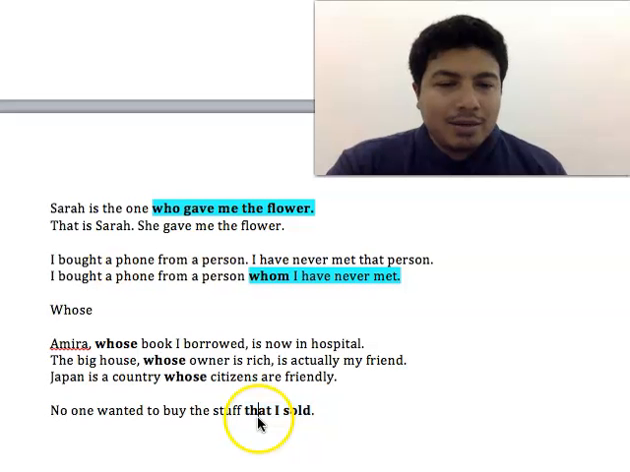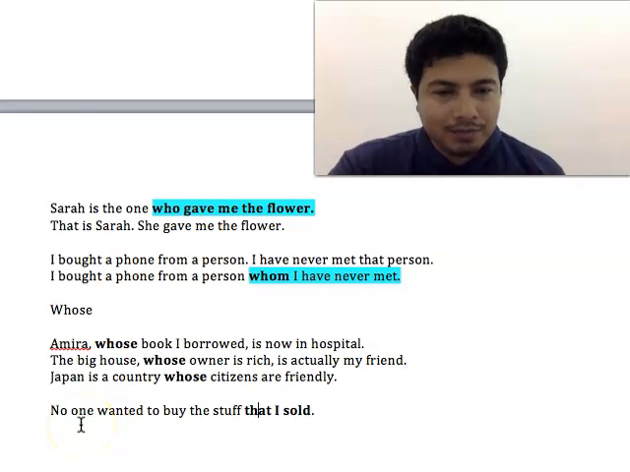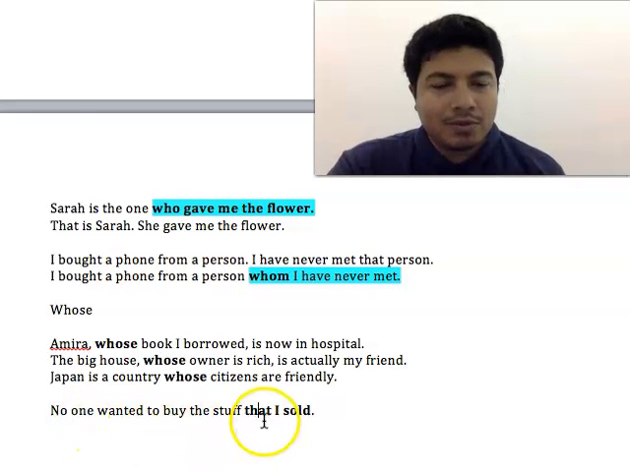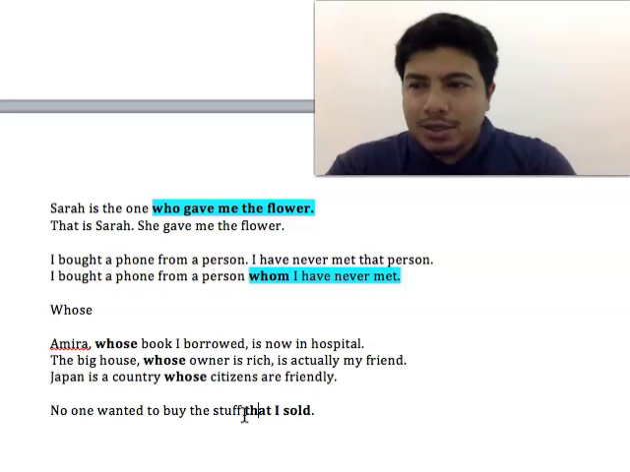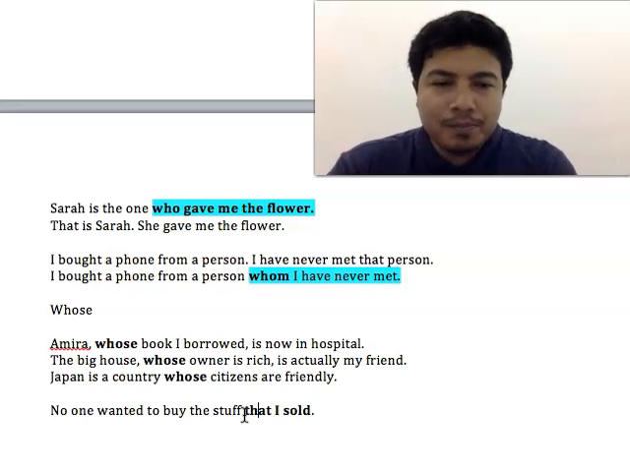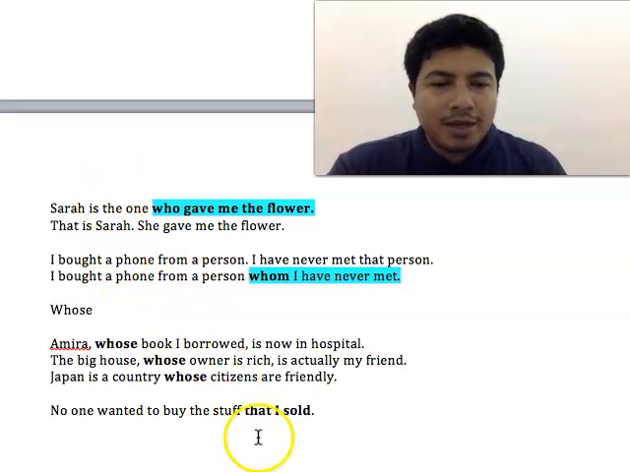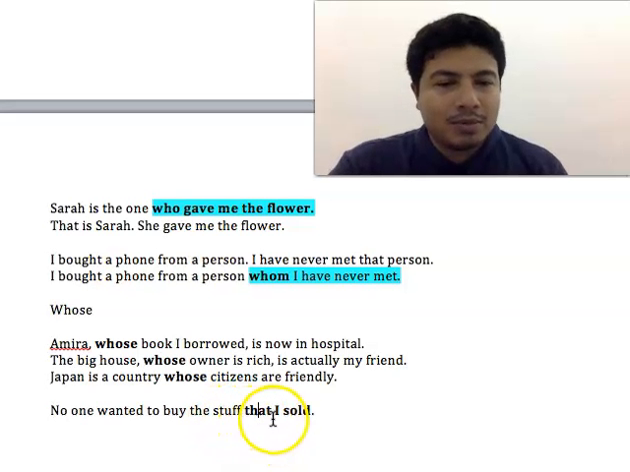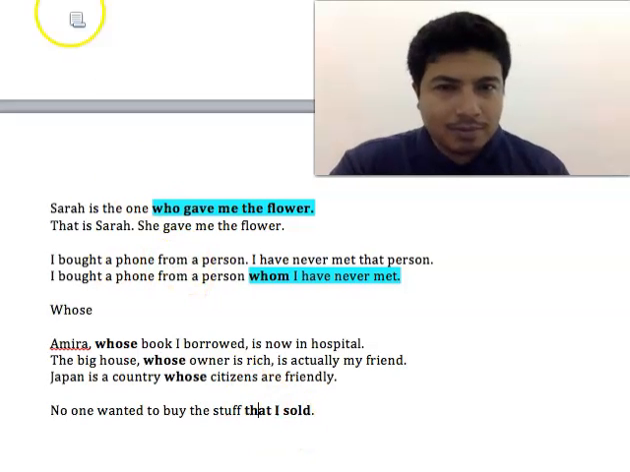So that here refers to which word in the sentence. So it refers to the word stuff. So the stuff that I sold. So in this case, that refers to the word stuff and it becomes an adjective clause.